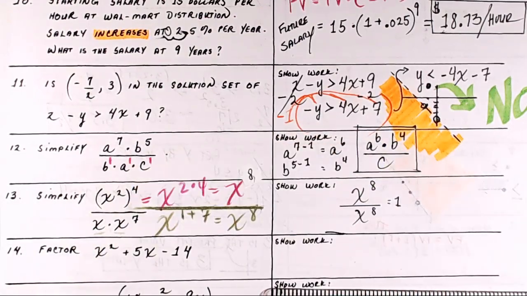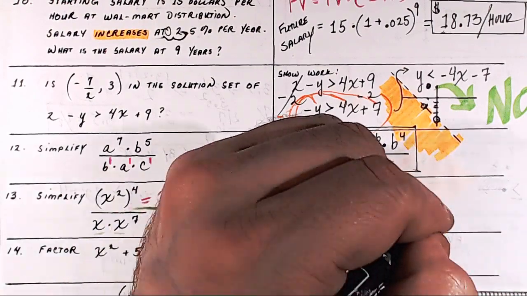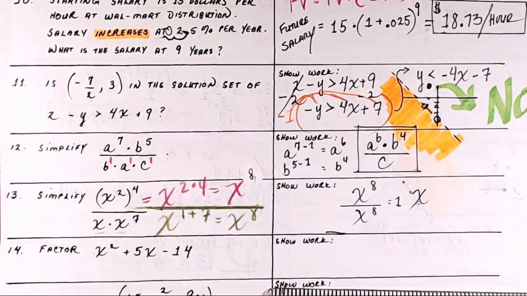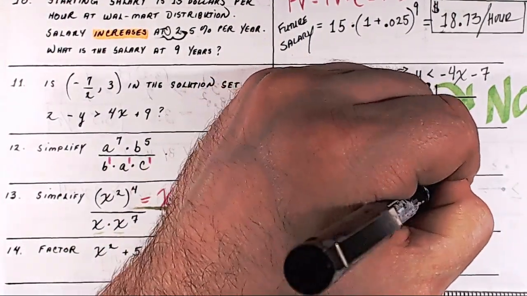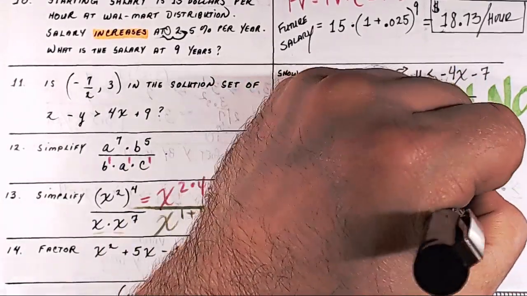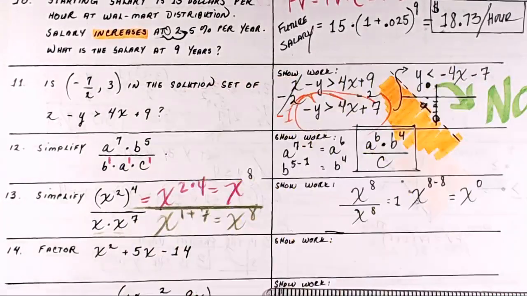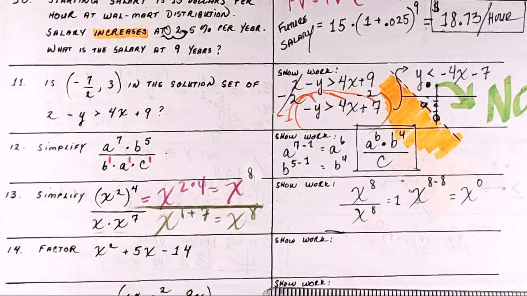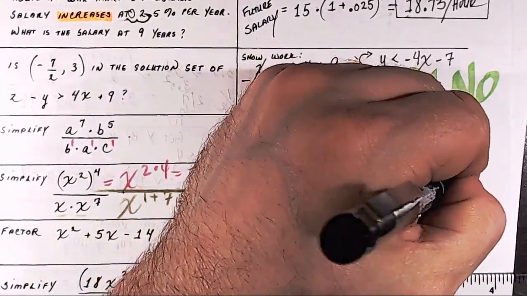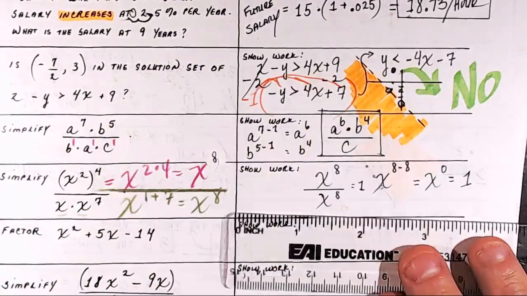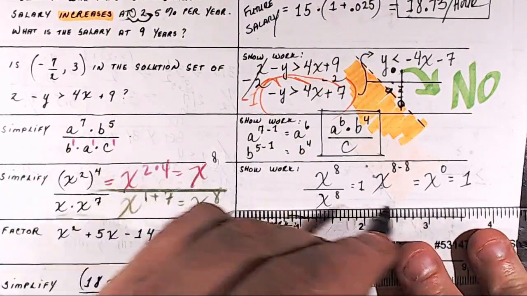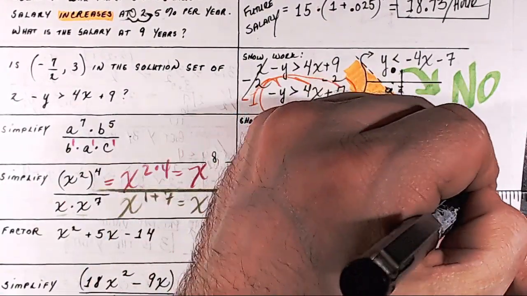But if I wanted to prove it, I could use the 0 exponent rule by saying x to the 8 minus 8 equals x to the 0. And according to the 0 exponent rule, anything raised to the 0th power is 1. So x to the 0 equals 1. And this is the work. But this is the answer.